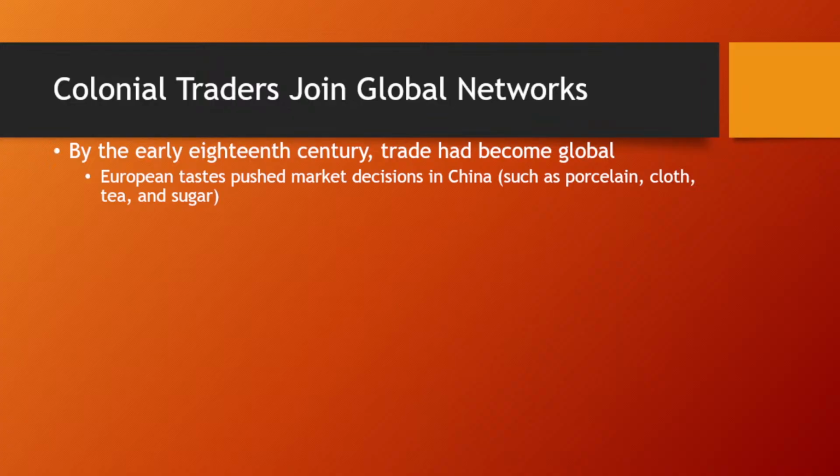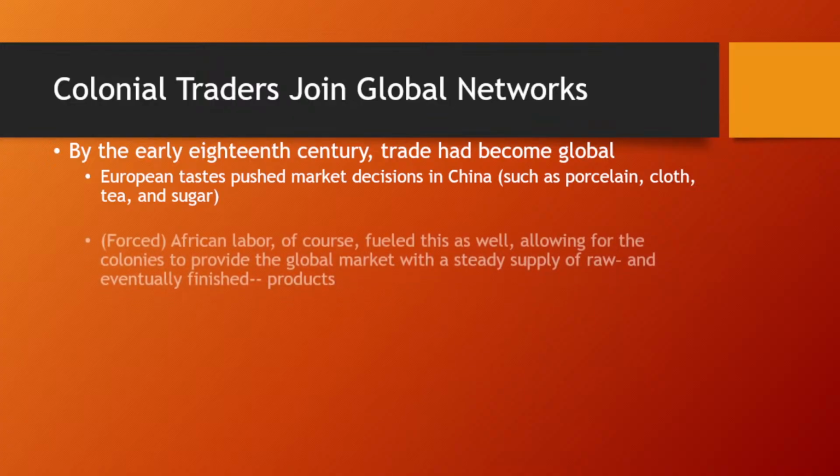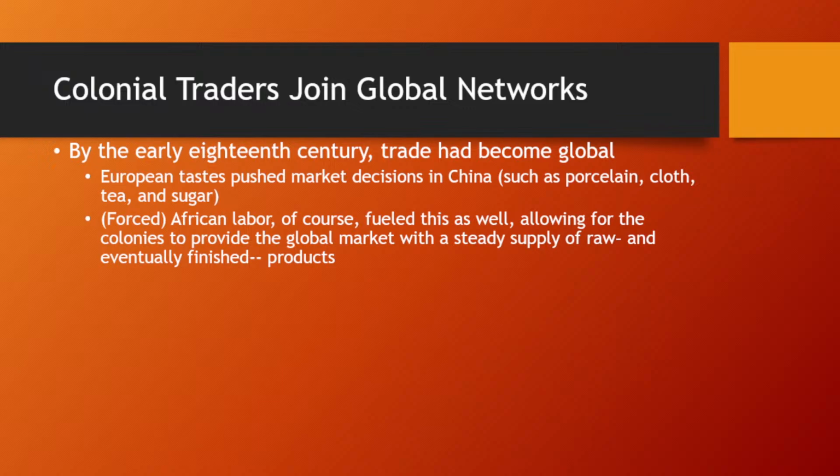The colonies soon became part of the global trade market. European taste made market decisions in China shift their trade: porcelain, cloth, tea, and sugar. Obviously, forced labor from Africa allowed the colonies to produce a lot of raw materials and eventually even finished products, which meant that Africa was also part of this global trade.